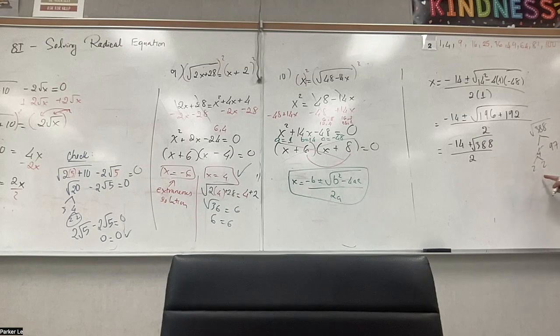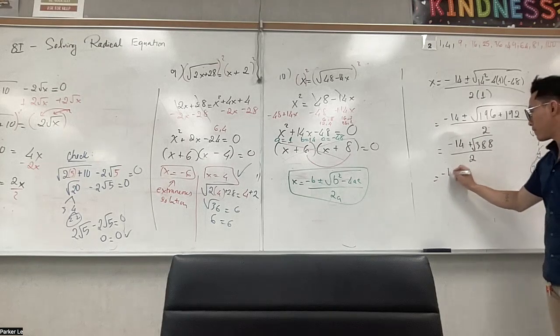So how many can you get out? 2, right? So 2 goes out. You have 2 square root of 97, and negative 14 left inside. So you have negative 14.